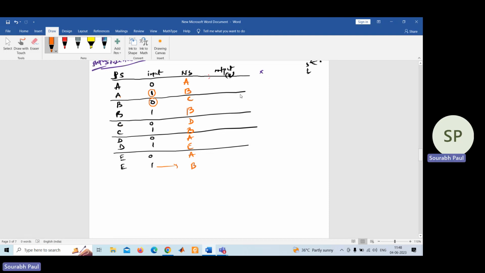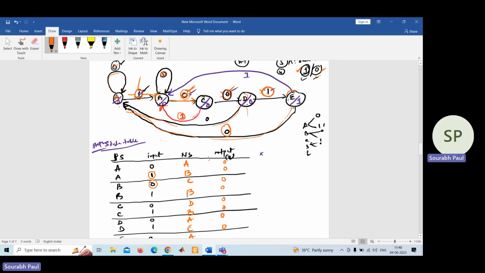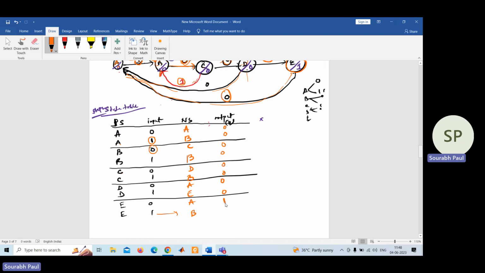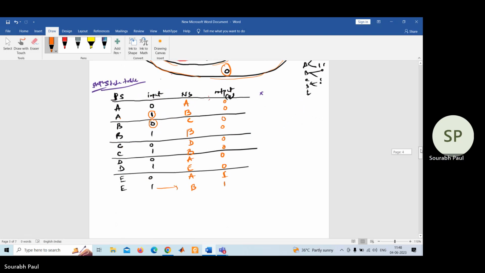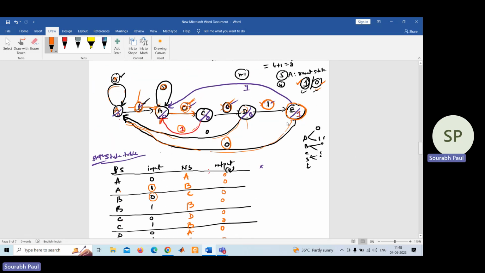Okay, now what we need to do? We need to write the output. So here the output is 0, 0, 0, 0, 0, 0, 0, 0. And in the last case, if you can remember, from E only we have gone to B and A, and at that time the output was 1. So you need to remember one thing in case of Moore model. In case of Moore, or overlapping or non-overlapping, in both cases you need to remember when to write this output 1. From what state are you moving? Suppose from E you are moving, and below E you can see 1 is written. So in that case only you need to write output of 1. If you are coming to E, then the output will not be 1.